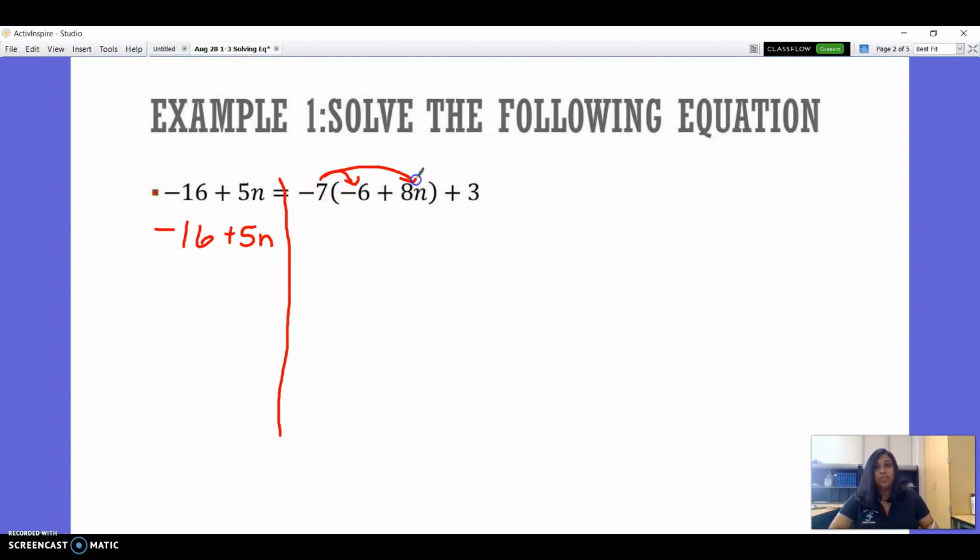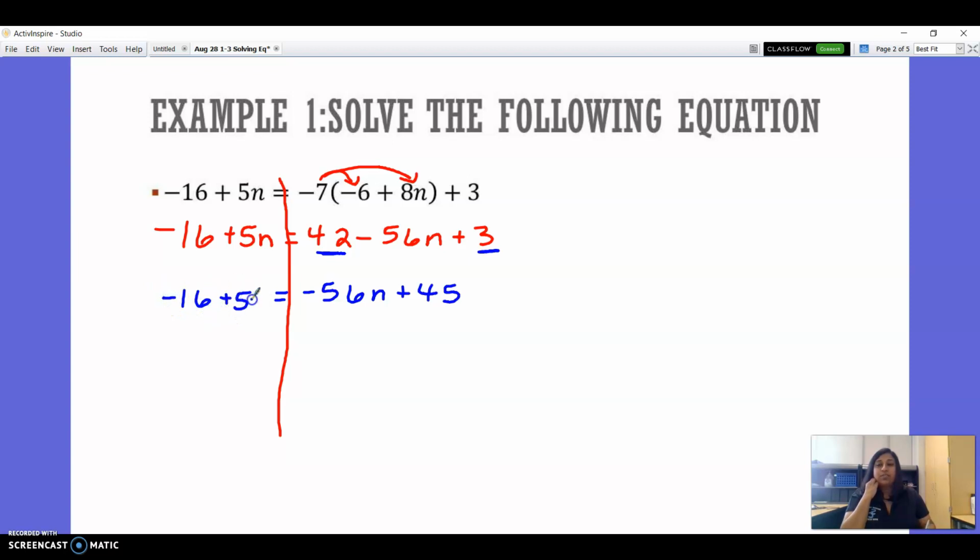So I'm going to distribute the negative 7 in here. That would give us a positive 42 minus 56n plus 3. Okay, after that, I still have more that I could simplify here. So 42 and 3, we'll combine those together and that'll give us a positive 45. Okay, negative 16 and plus 5n on the other side.